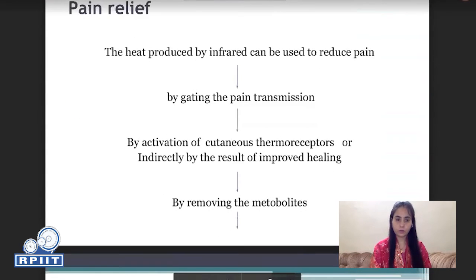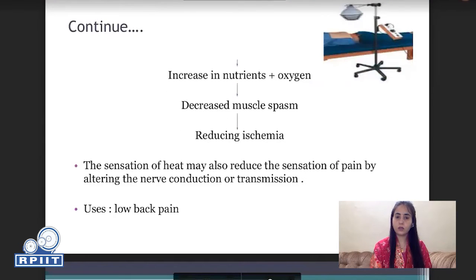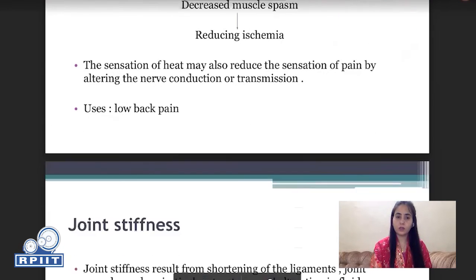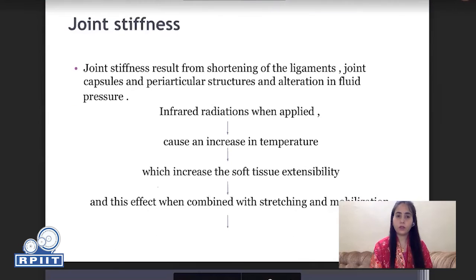Pain relief. The heat produced by IR can be used to reduce pain by gating the pain transmission by activation of cutaneous thermoreceptors or indirectly as a result of improved healing by removing the metabolites, increase in nutrients and oxygen, decreased muscle spasm, and reducing the ischemia. The sensation of heat may also reduce the sensation of pain by altering the nerve conduction or transmission. Use: lower back pain.